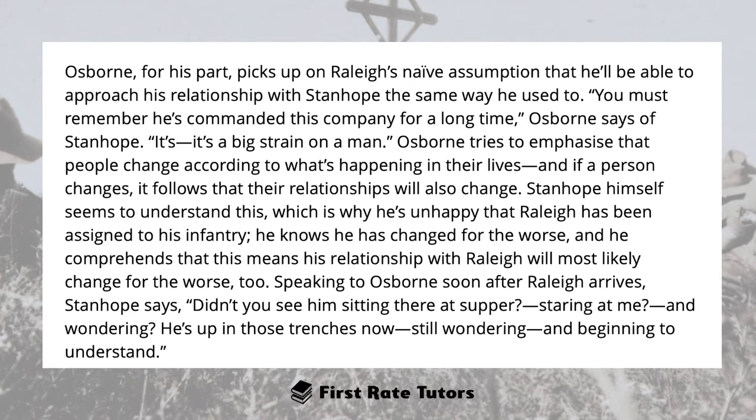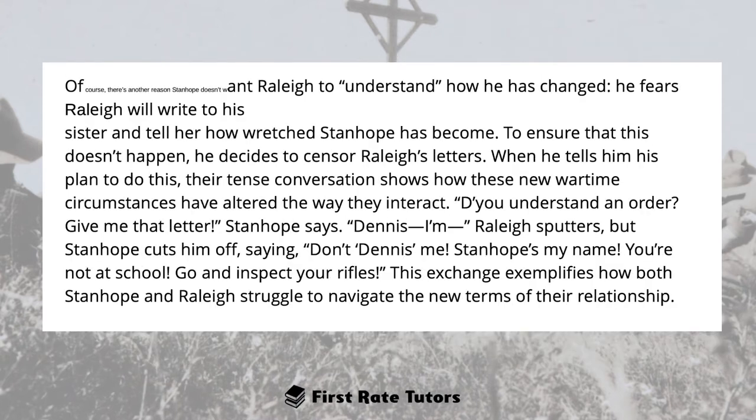Osborne, for his part, picks up on Raleigh's naive assumption that he'd be able to approach his relationship with Stanhope the way he used to. Now, Osborne tries to emphasise that people change according to what's happening in their lives, and if a person changes, it follows that their relationships will also change. Stanhope himself also seems to understand this, which is why he's unhappy that Raleigh has been assigned to his infantry. He knows he's changed for the worse, and he comprehends that this means that his relationship with Raleigh will most likely change too for the worse.